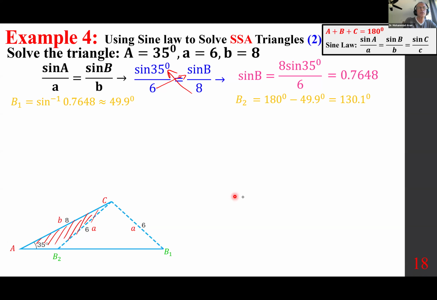If that is the case, the very first thing we're going to come up with is the third angle. Add these two, subtract it from 180. That's the first thing. A is 35, B1 is 49.9, add them up, subtract it from 180, and it results in 95.1 degrees. That is one of those angles.